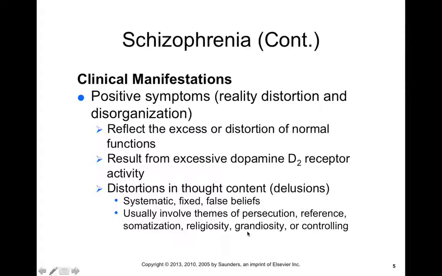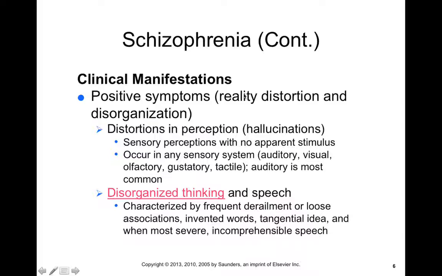There's also delusions of grandeur or grandiosity, where someone believes that they're maybe the master of the universe, or a celebrity without any sort of reputation, or delusions of controlling. Now, the positive symptoms also relate to distortions in perception, and we call these hallucinations. Hallucinations are basically sensory perceptions with no apparent stimulus, and these can affect any sensory system.